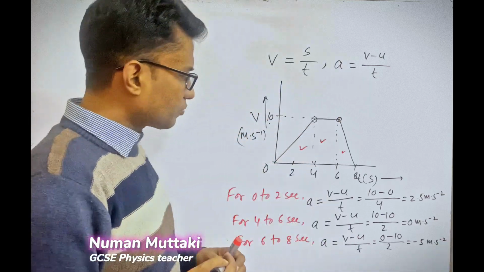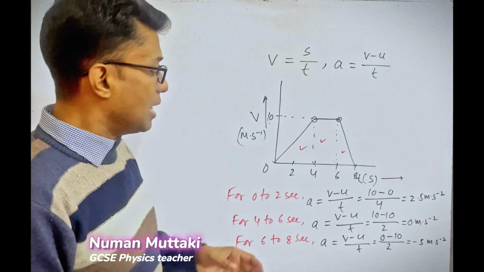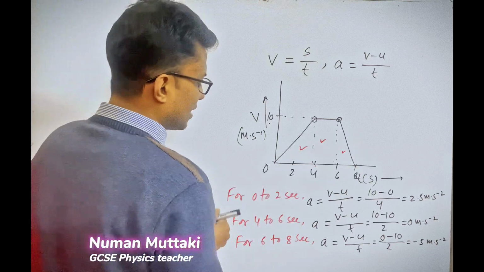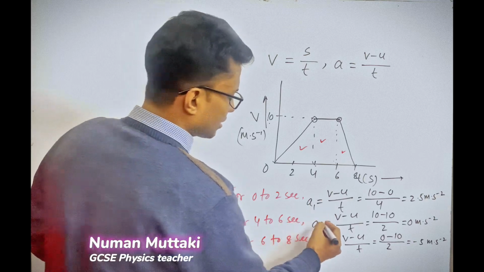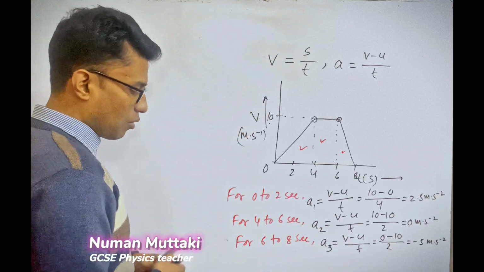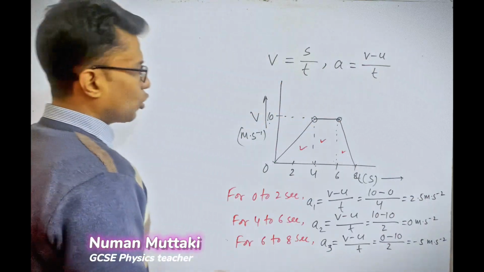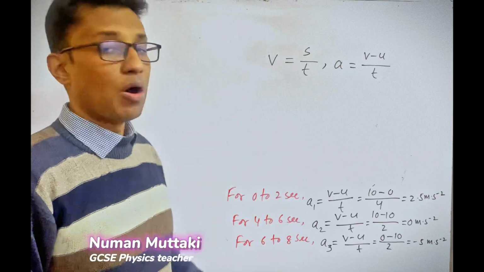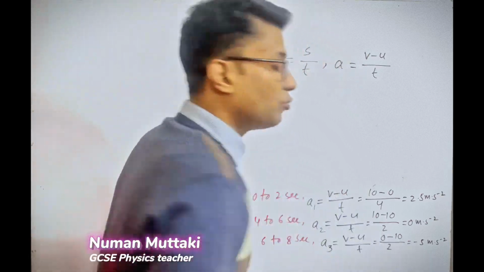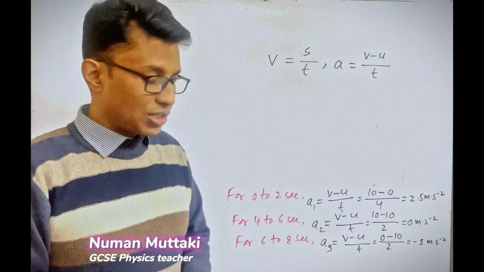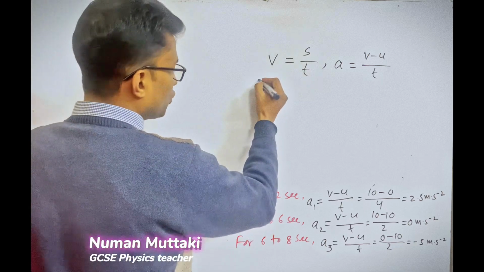So students, we have already calculated the accelerations for the 3 parts, so we write like this: for the first part, a1, for the second part, a2, and for the third part, a3. Now it's time to draw the graph according to the information about the acceleration. The question was to draw a graph of acceleration versus time. So we have to draw like this.